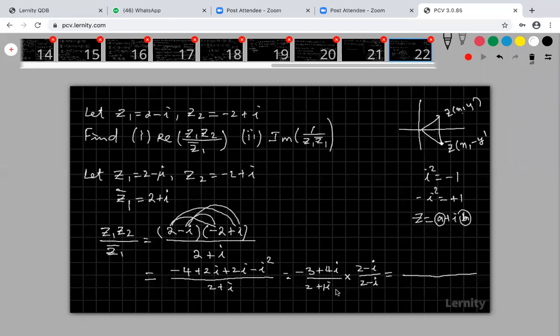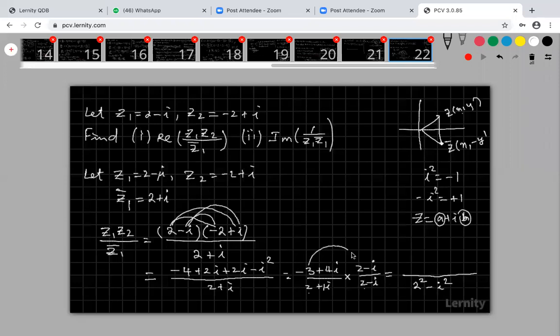So whenever you are applying the conjugate, multiplying and dividing by the conjugate means the denominator is automatically in a plus b, a minus b format. That is nothing but a square minus b square. This is a plus b, a minus b. What is the formula? a square minus b square. a square is 2 square and i square. i square is minus 1. But what about the numerator?